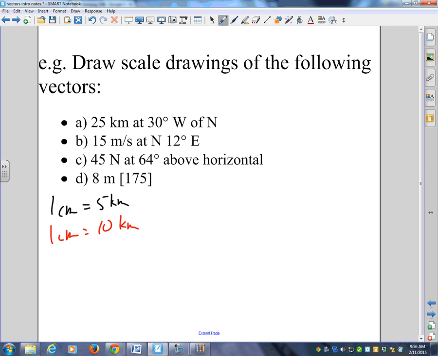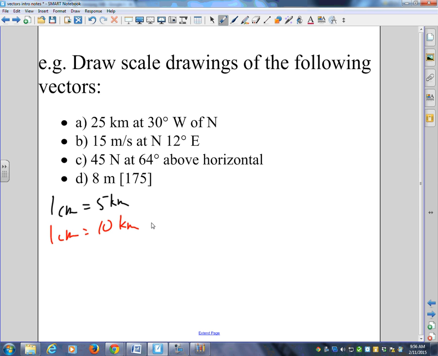1 millimeter equals 1 kilometer. That's a bad scale. 1 millimeter is 1 kilometer. So what would that mean? 1 centimeter would be 10. That'd be the same as this, wouldn't it? Yeah, I got it. Okay. Generally, there's 2 or 3 sort of better answers for the scale, right?